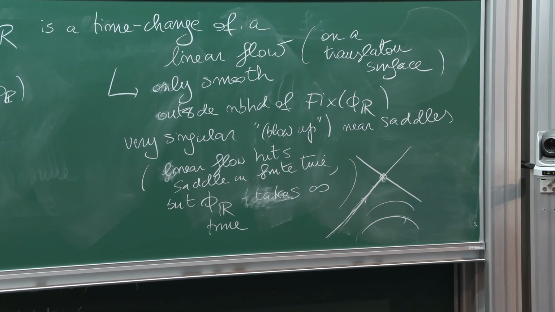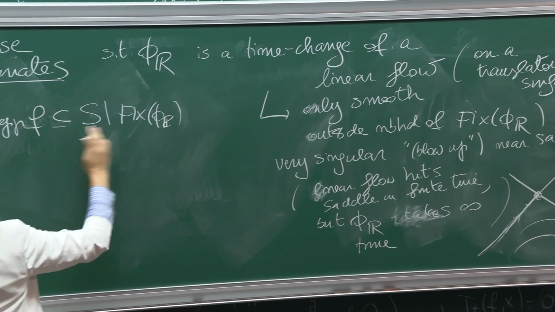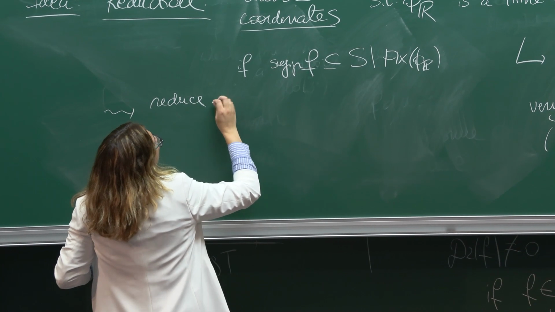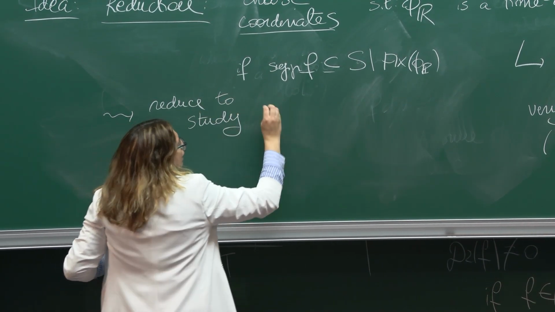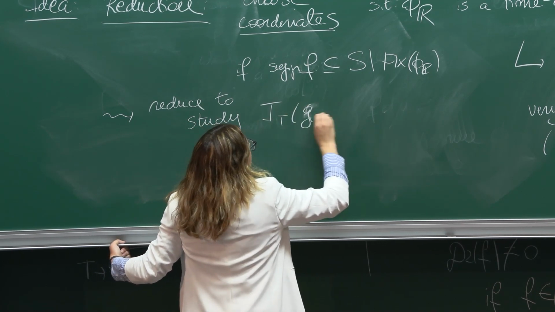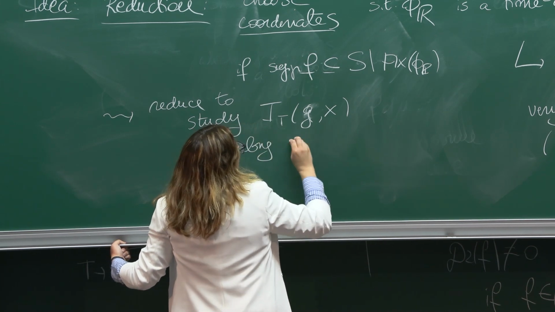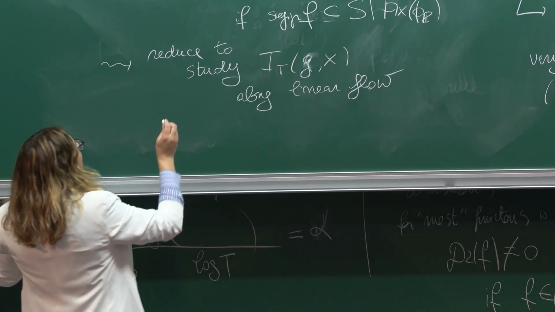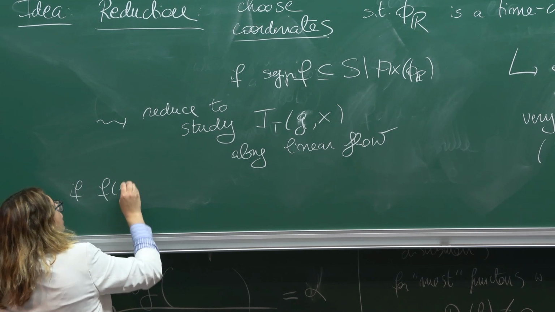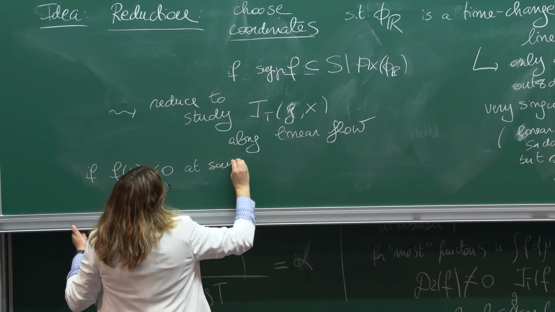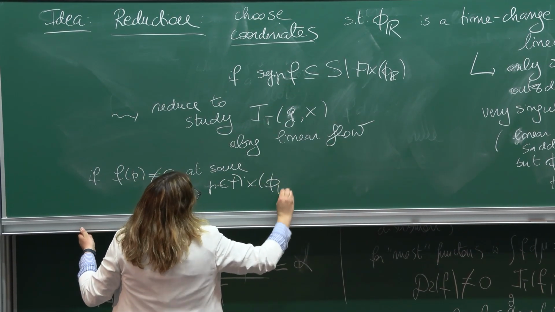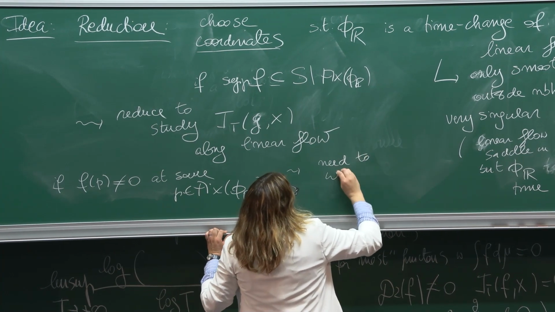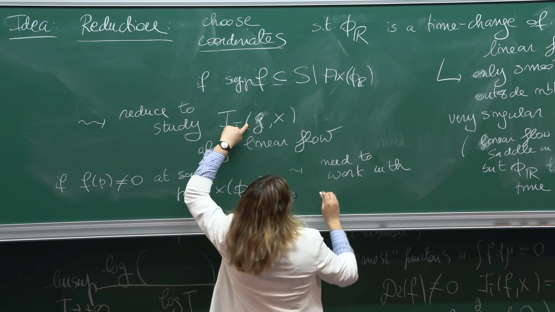And this creates a bit of issues in the reduction. If the function that you're studying is supported far from the fixed points, then you can really reduce the problem of smooth area-preserving flows to studying ergodic integrals, let's call it G to give it a different name, along a linear flow and in a suitable class of functions. But if your function is non-zero at some saddle, then you have to pay. Then you don't have this reduction immediately, so you need to work with singular functions over this flow somehow.